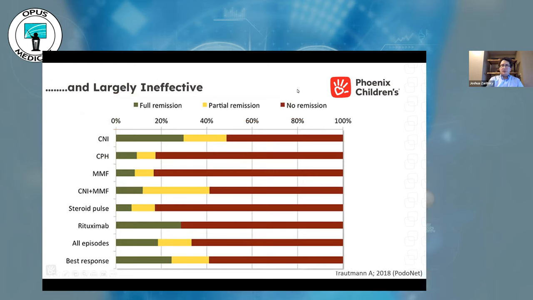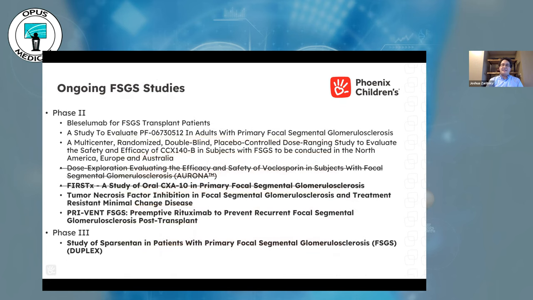And then the other problem is that the treatments that we have are largely ineffective. You just have to look in red here, the patients that are not able to go into remission. You can see that while calcineurin inhibitors are the best we have, we're only getting about a 50% response rate. And then, adding to that is this very high rate of recurrence.